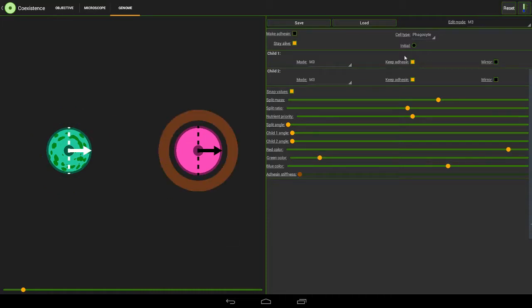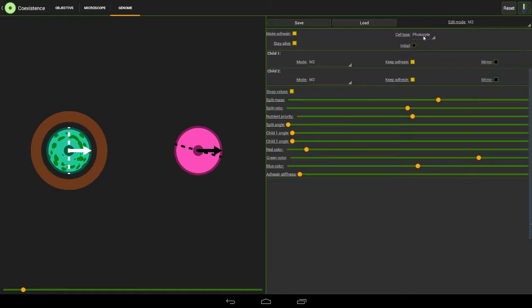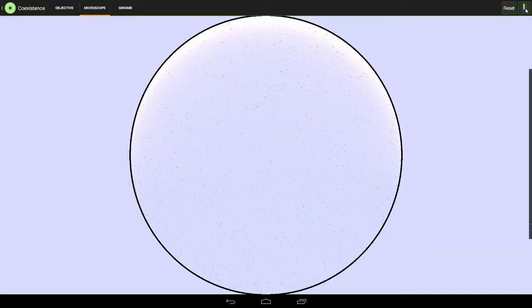This M3 is a phagocyte, wants to split into two of itself and have a split angle of 75 degrees. Now, this level does require a bit of patience and a bit of faffing, but as long as you have M3, phagocyte 75, and M2, photocyte, and make a desmin, you should be able to complete it.